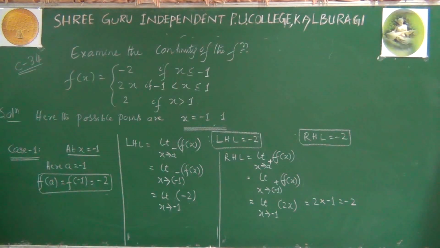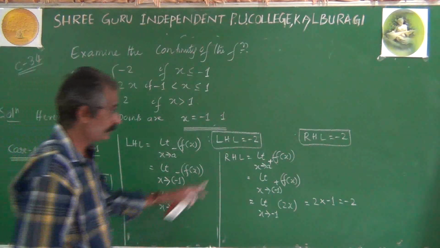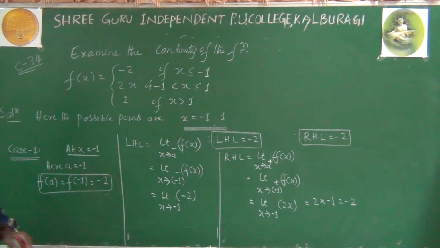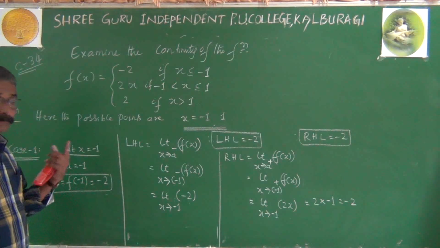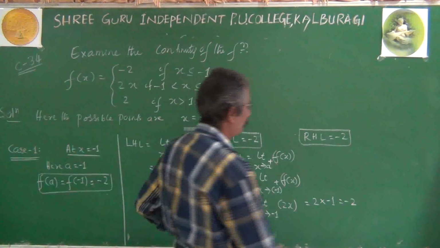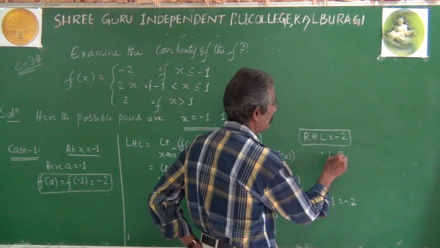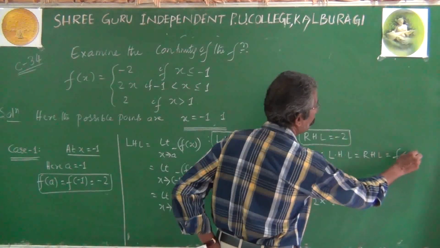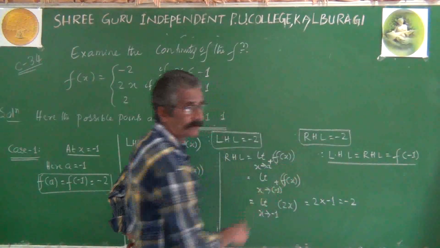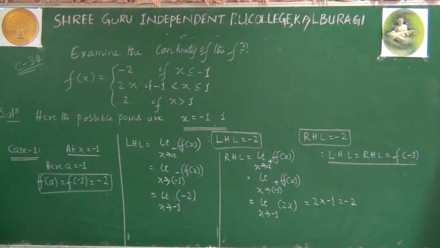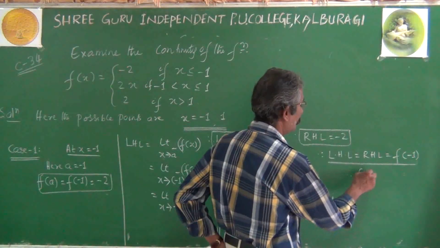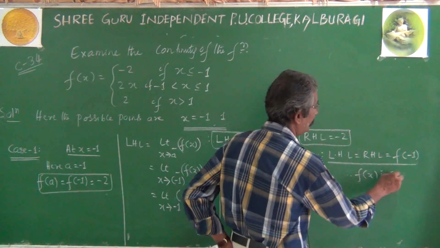What we can observe is that f of a is minus 2, left hand limit minus 2, right hand limit minus 2. So all are equal. Consequently, function is continuous at point x equal to minus 1, since LHL equal to RHL equal to f of minus 1. So what is the remark? The remark is that function is continuous at x equal to minus 1. Therefore, f of x is continuous at x equal to minus 1.